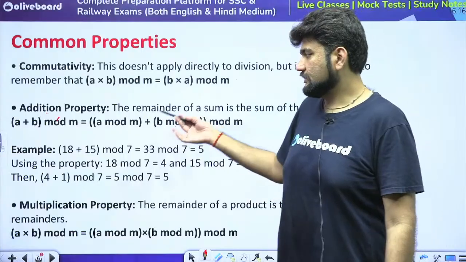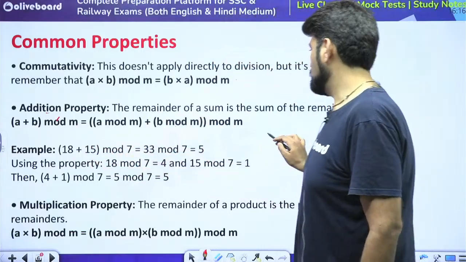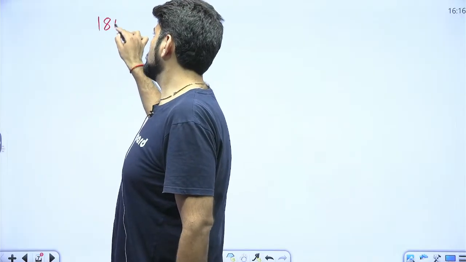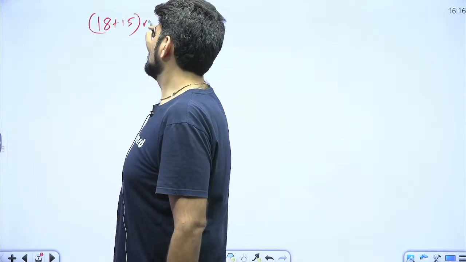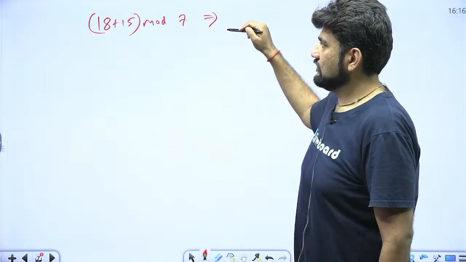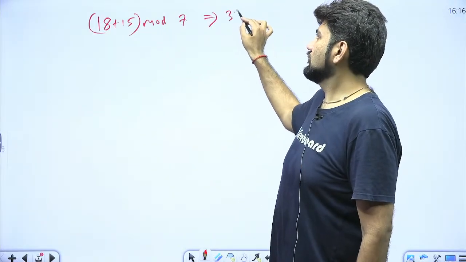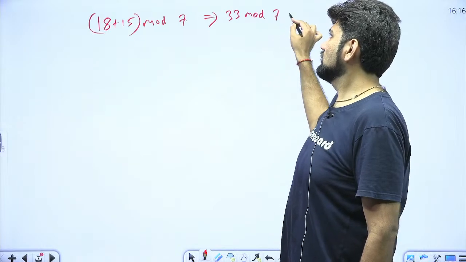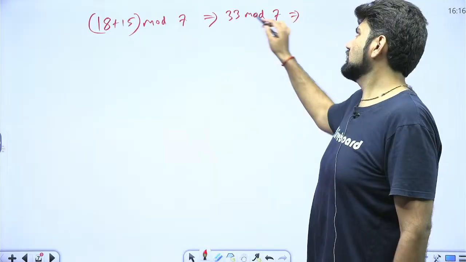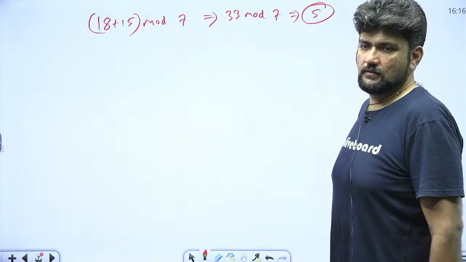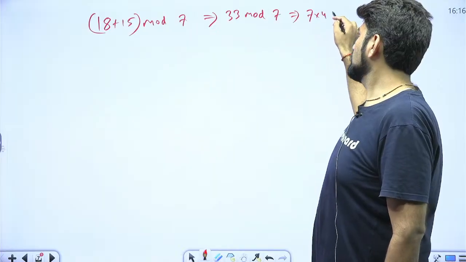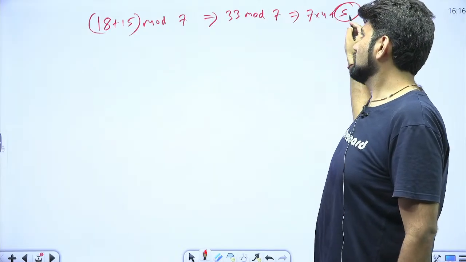Okay, this is an example: 18 plus 15 mod 7. We have two options here. Either we solve it directly, 18 plus 15 is 33, so 33 mod 7. This is very easy actually. The nearest multiple of 7 is 28, and 33 minus 28 is 5. So I'll write it as 7 into 4 plus 5. So 5 becomes my remainder.